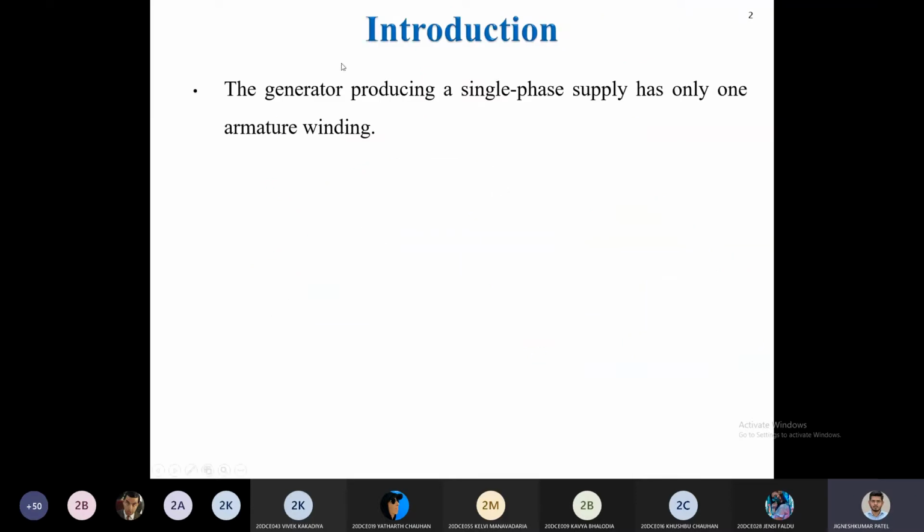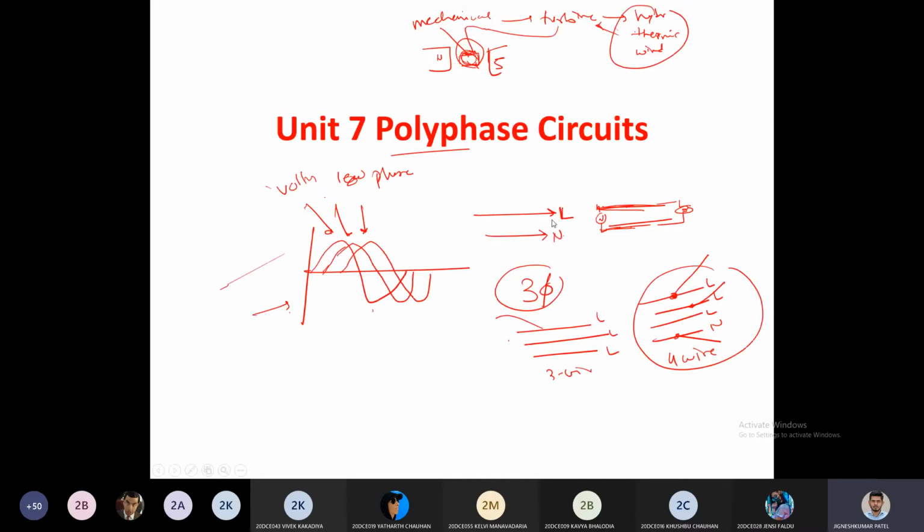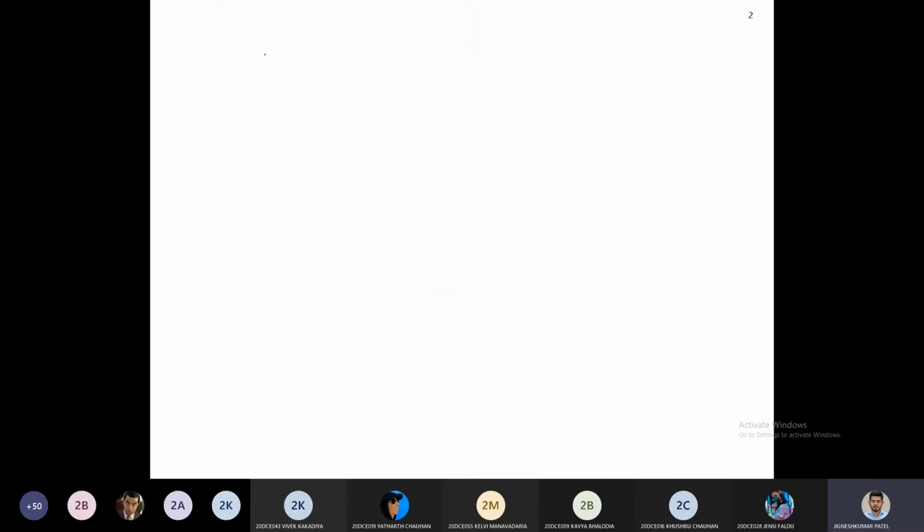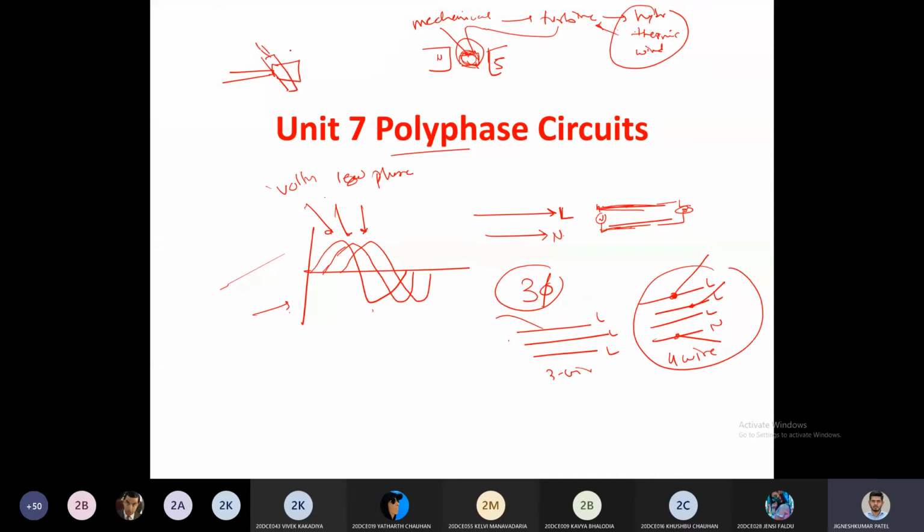The generator producing a single phase supply has only one armature winding. That is the first thing. See now how it is generated. Here you have only one winding, but if it's a three-phase system, you will have three separate coils like this. One coil would be like this, the second coil would be at some angle like this, and the third coil would be at some other angle. And these three coils will be rotated at the same time by the same turbine, using the same mechanical energy.